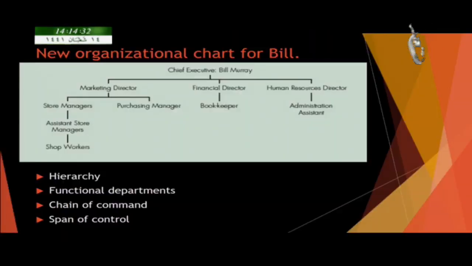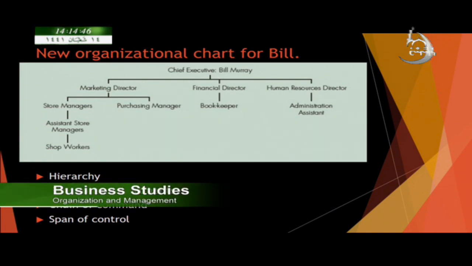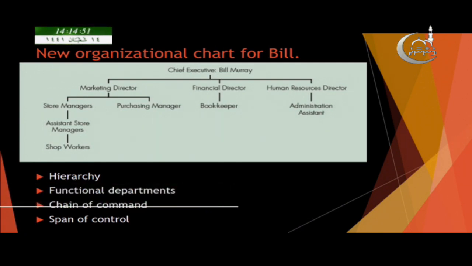Now this is the sample of how Bill has managed, how he has drawn his organizational structure. Let's see how it is drawn. First one is chief executive. He is the owner, isn't it? Bill is the owner. Now he has distributed his tasks. By drawing this chart, we can easily identify who is responsible for which department, isn't it? So marketing director is there, finance director is there, and human resource director is there.